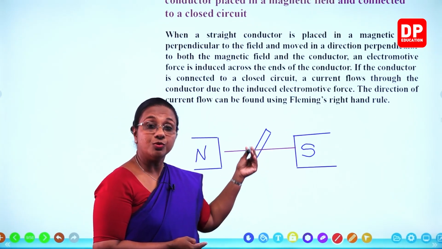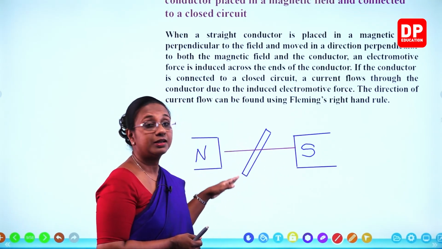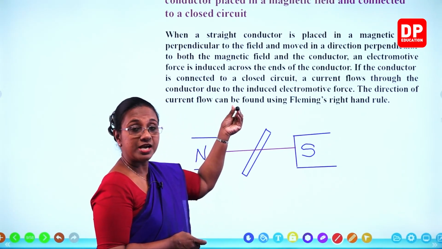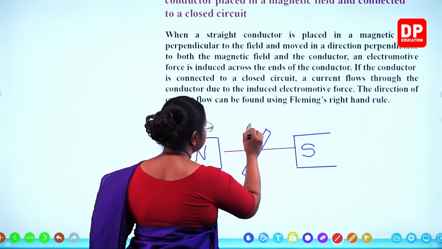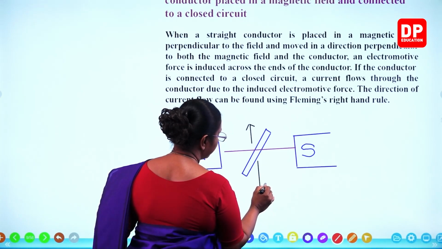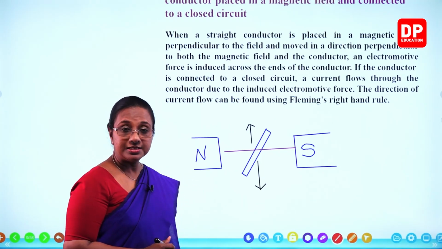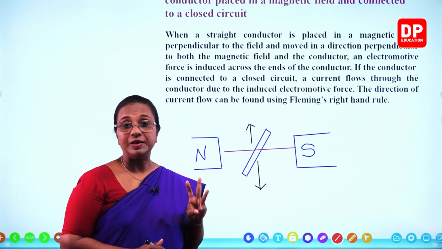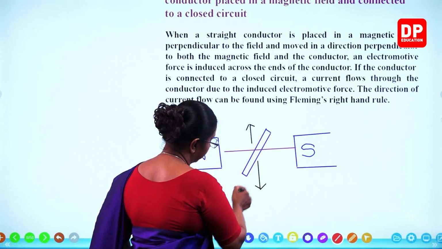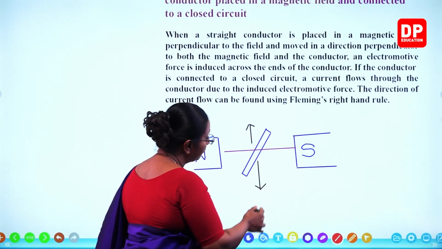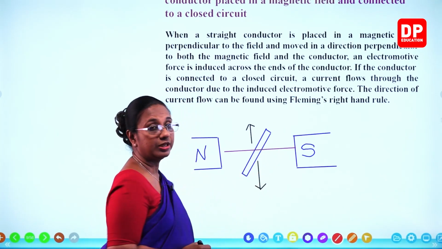And then we need to move it perpendicular to both, to the magnetic field and the conductor. So let's say I can move it up or down. So the movement is going to be either upwards or it can be downwards. So then there will be a current flow. Is that clear, students? So all three have to be perpendicular. The magnetic field, then you can see the conductor is perpendicular to that and the movement is perpendicular to both of those. Then there will be a current flowing through the conductor.